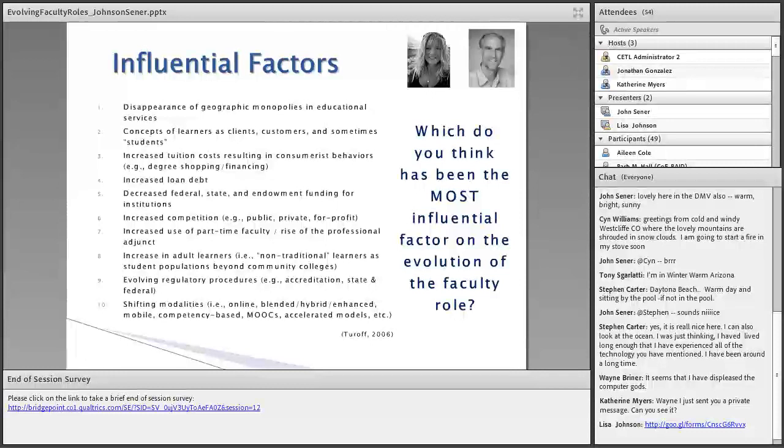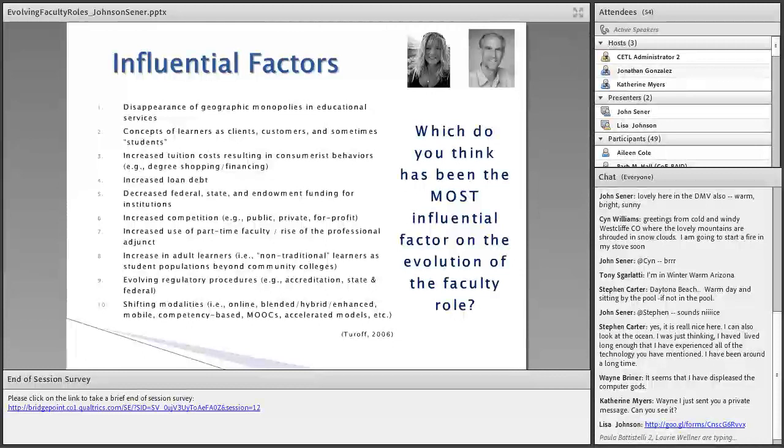For me, I think number 7, the rise of the part-time or adjunct faculty and the increasing reality of the career adjunct, whereby faculty are often teaching multiple courses, especially online for one or more universities, has been extremely significant. But ultimately, it's items number 10 and 1 that are most impactful. This shift of public, for-profit, and private colleges to fully online modalities, and the disappearing geographic monopolies in education services.